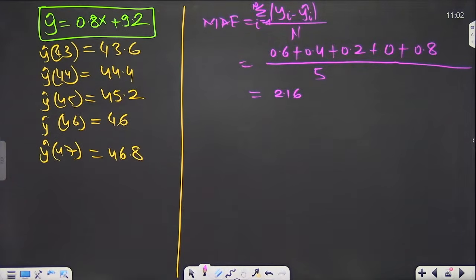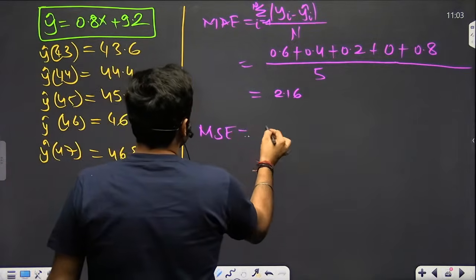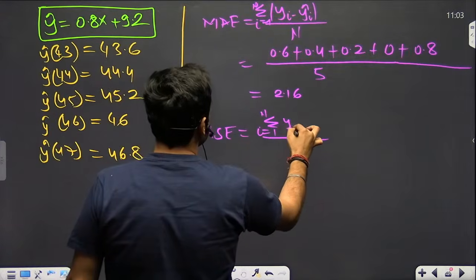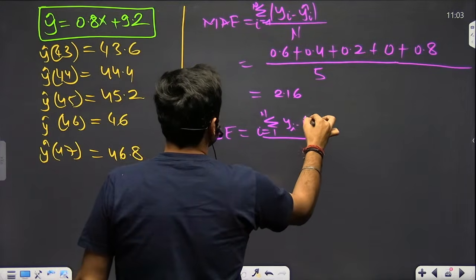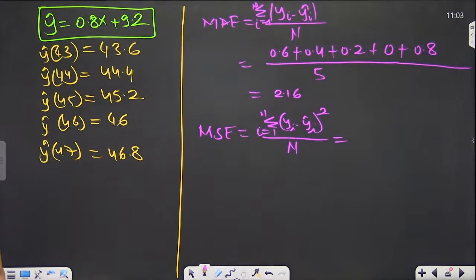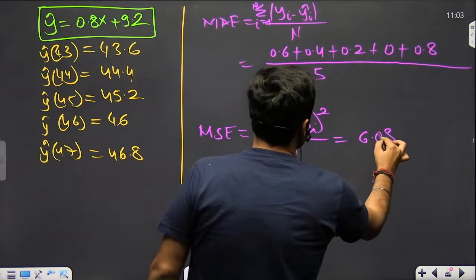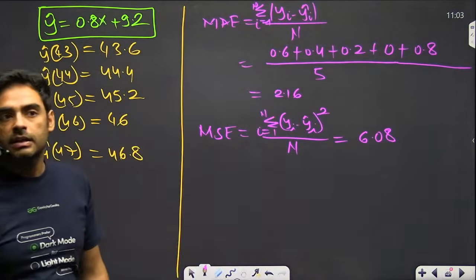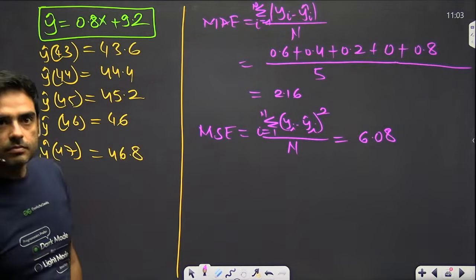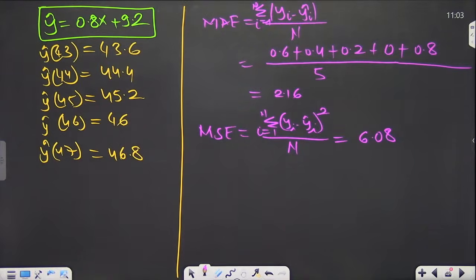And the value of MSE, that would be the summation of i equals 1 to n, yi minus yi hat whole square, upon n. So this value I would be getting as 6.08. I hope this makes sense now.